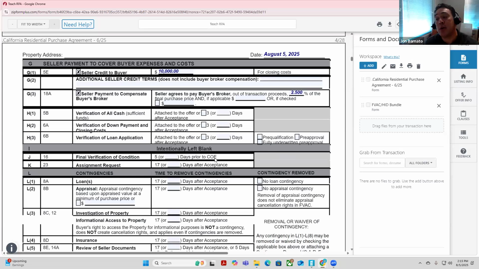Any other questions on seller compensation to buyer's commission? I had agents who don't know this and don't fill it out. And we had an agent that didn't fill it out, and they ended up closing the deal and they got paid 0 commission because that's what they wrote.